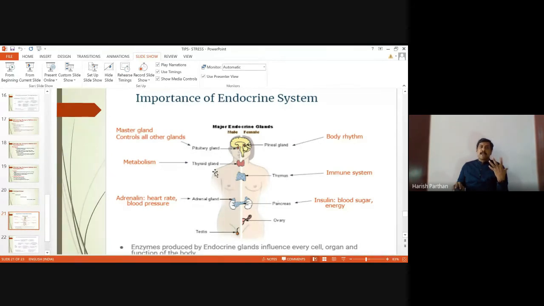And your pituitary gland controls all the other glands. If this gland is getting affected, all the other glands are in a very tough situation. So when you do your meditation, when you do your breathing practice, you see that your system is fantastic.